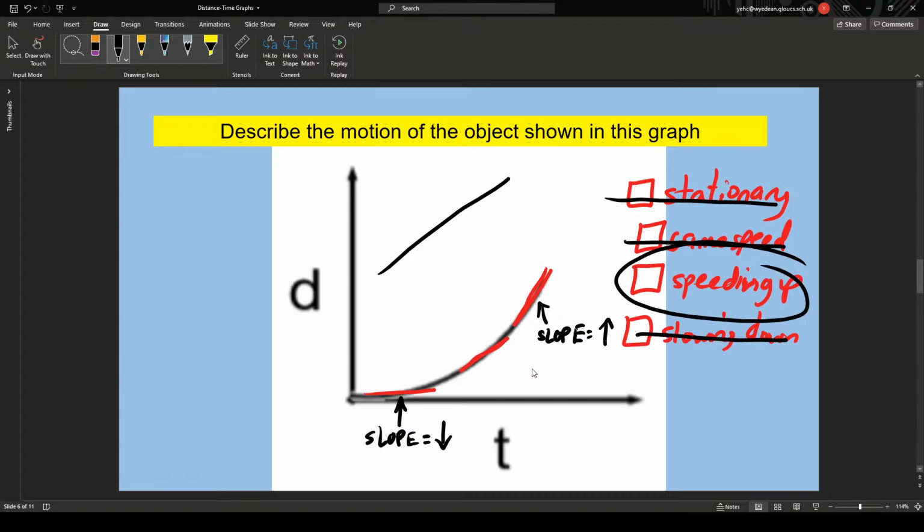So whenever you see a curved graph on a distance time graph, think, okay, curved, that means the slope is changing, so that means the speed is changing. Now, then think about whether the slope is increasing or decreasing, and that is going to tell you whether the speed is speeding up or whether it's slowing down.